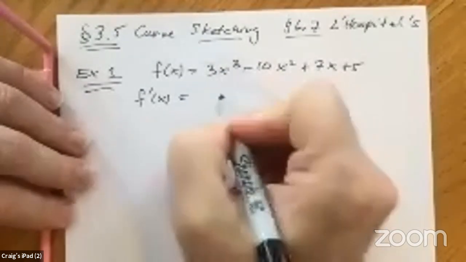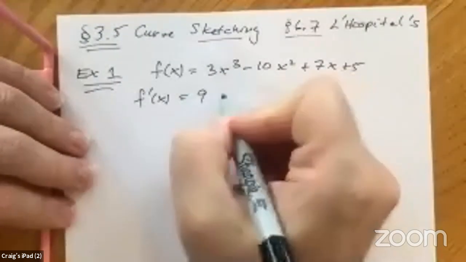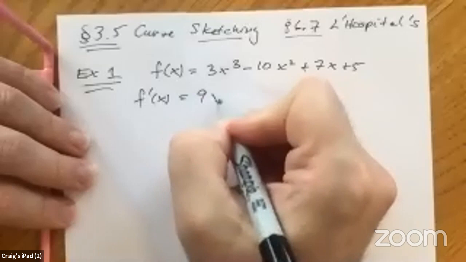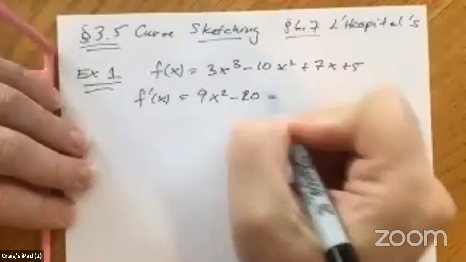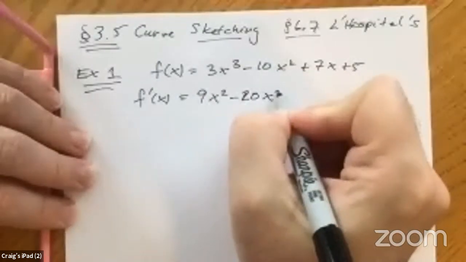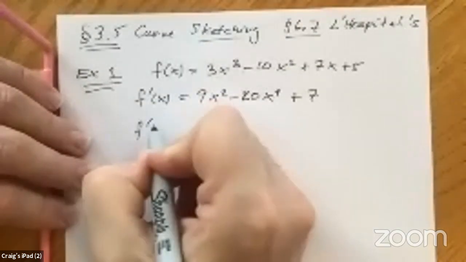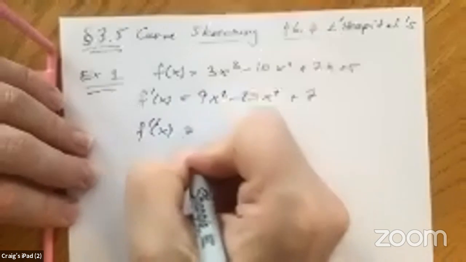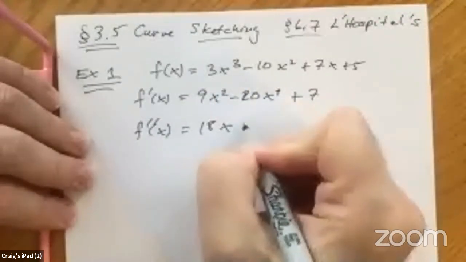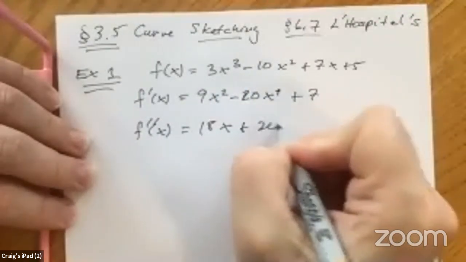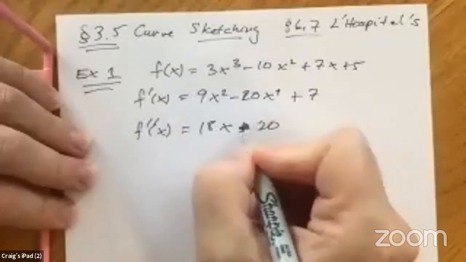So we take the first derivative, 3 times 3, 9x squared minus 10 times 2 is 20x first power plus 7. And we take its second derivative, 18x minus 20.